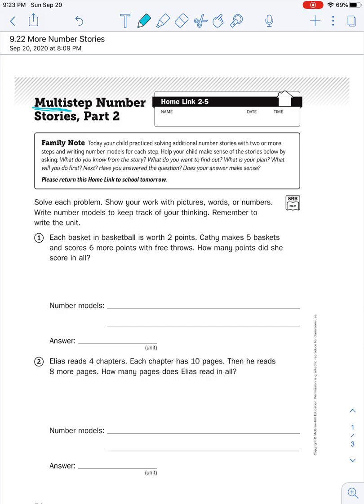It says, each basket in basketball is worth 2 points. Kathy makes 5 baskets and scores 6 more points with free throws. How many points did she score in all?